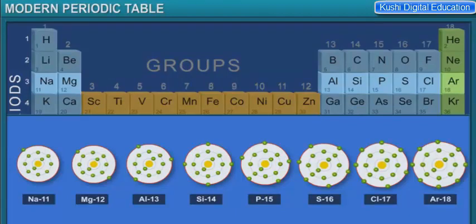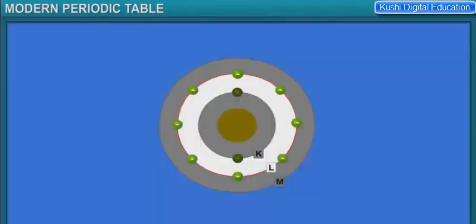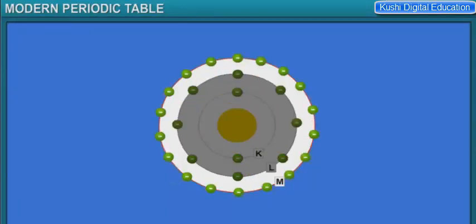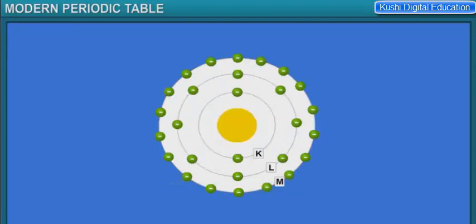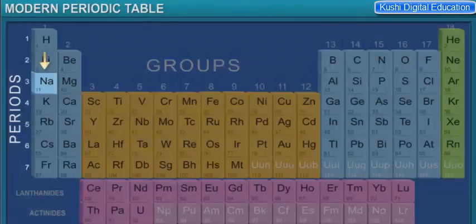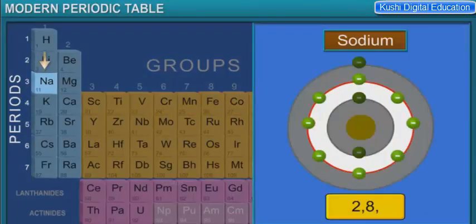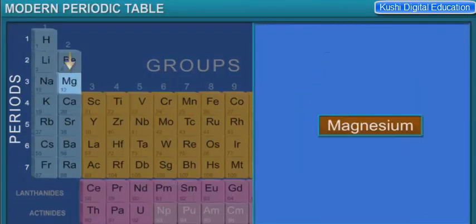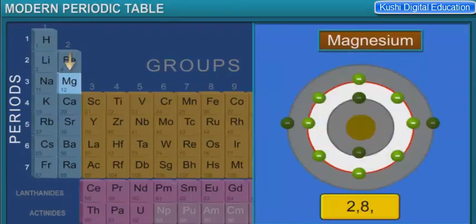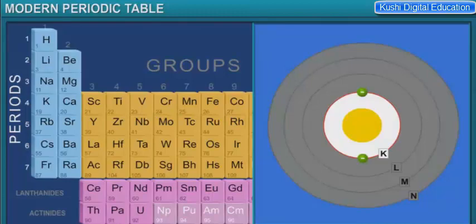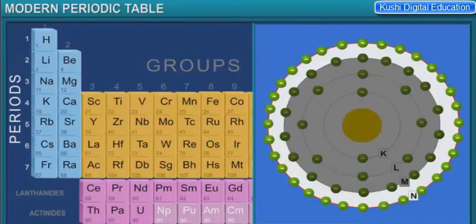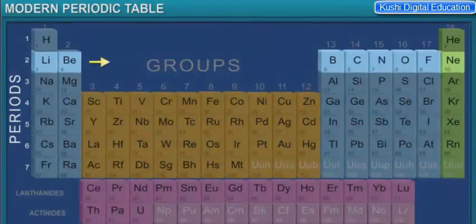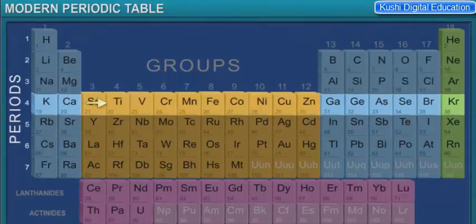Since the electrons in these atoms of elements are filled in the K, L, M shells, the electronic configuration of sodium is 2, 8, 1 and magnesium is 2, 8, 2. In each period, a new electronic shell gets filled. Let us see how many elements are present in different periods. For example, first, second, third, and fourth periods.